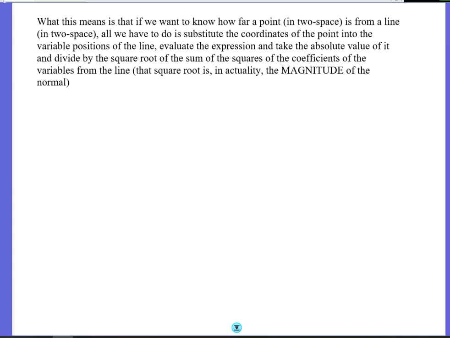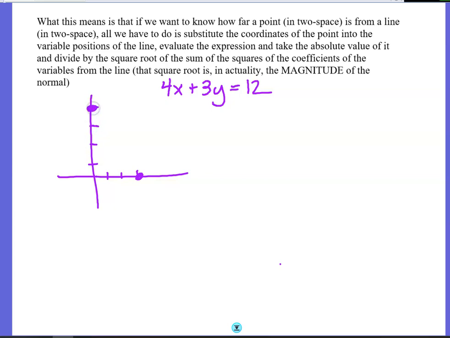So let's try this. Let me do an example for you. So let's use the line 4x plus 3y equals 12. And I'll graph that guy. I picked this for a reason, so that the x and y intercepts would be nice. So my x-intercept is going to be a 3. My y-intercept is going to be a 4. Okay, so there roughly is my line.